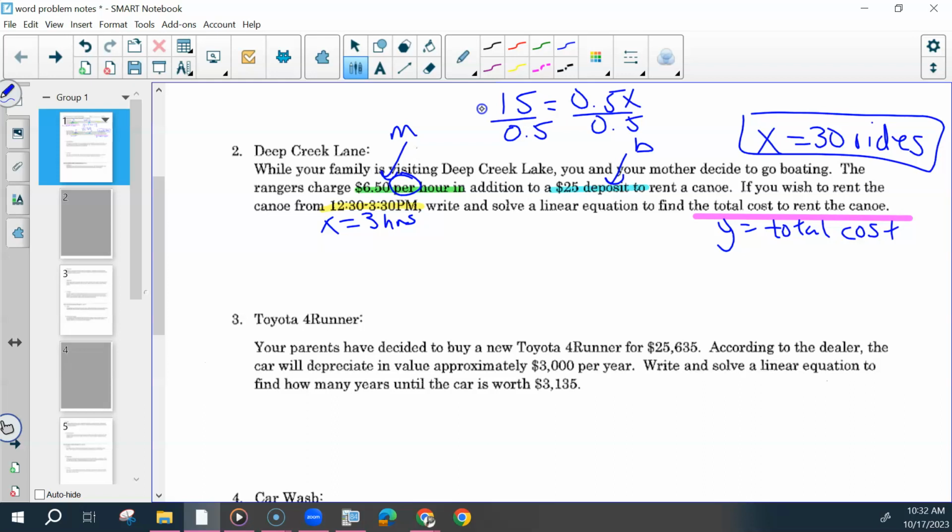Right? So now we can start to put that all together. So when we write it in an equation, how would we set that up? Y equals 6.5 or 6.50, either or, times 3 plus 25. So sometimes when you put everything in, you're not really going to be solving everything. You're just going to put it in and find the answer.